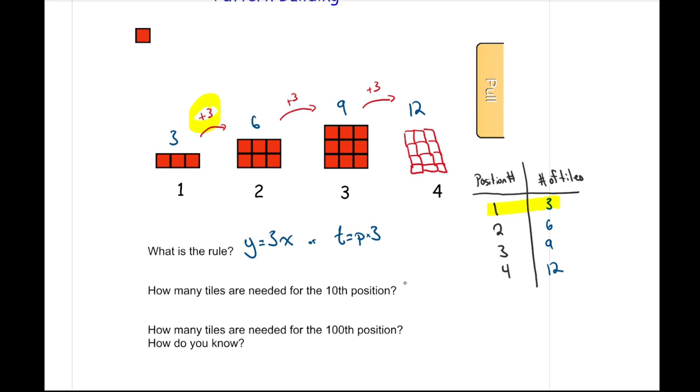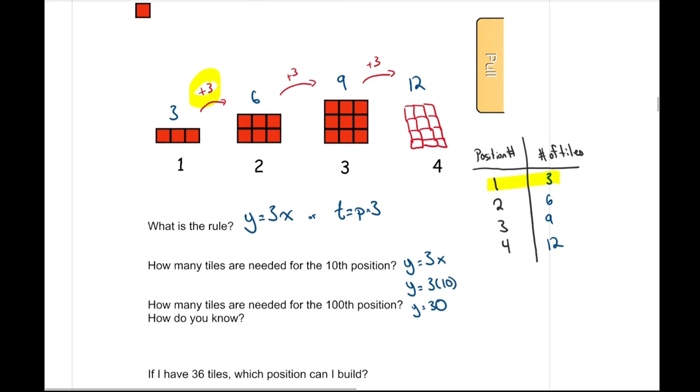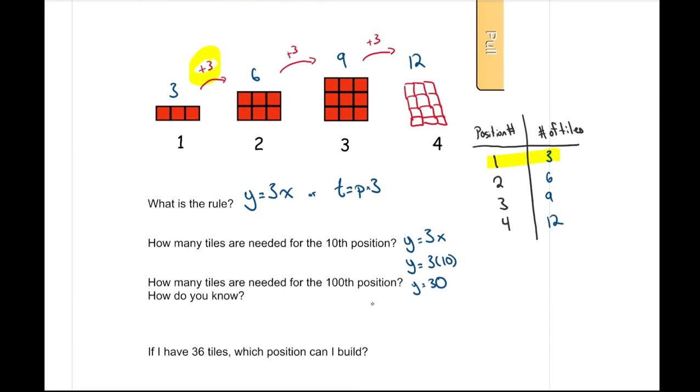So I know the tiles is going to be 3 multiplied by the position number. So 3 times 10 is 30. So I know there are going to be 30 tiles in the 10th position. For the 100th position, I'm going to do the same thing. Right, I'll use the other formula. So tiles equals position number times 3. So the number of tiles is equal to 100 times 3, which is 300.